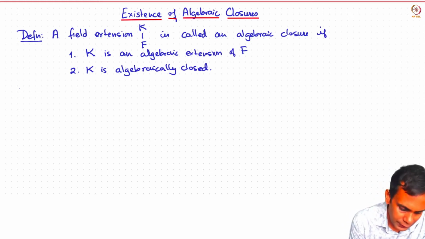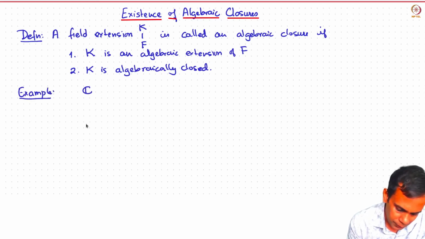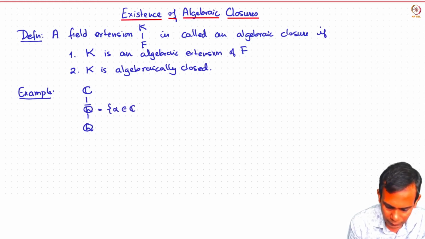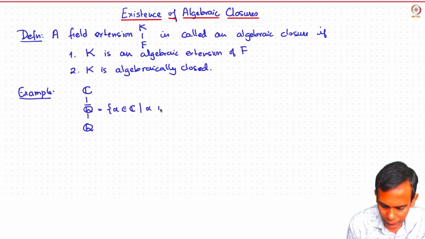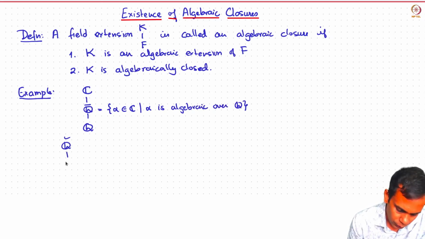We have already seen an example of an algebraic closure. We have the complex numbers containing the rational numbers, and in between we have Q bar, which we define to be those complex numbers which are algebraic over Q. And we have seen that Q bar over Q is an algebraic closure.